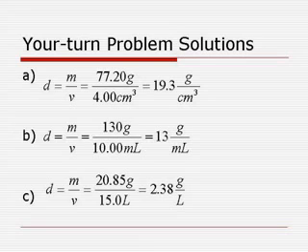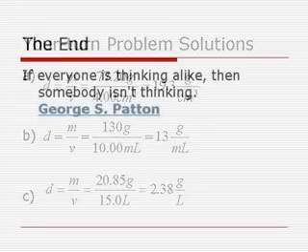For part C, we're finding the density of a gas, so our mass is 20.85 grams. We're dividing by 15.0 liters, and we get 2.38 grams per liter. If you had trouble doing these, I would recommend that you go back in the podcast, rewatch, and then try these problems again on a fresh sheet of paper so you can't see what your answers were before, and see if it's easier this next time around.